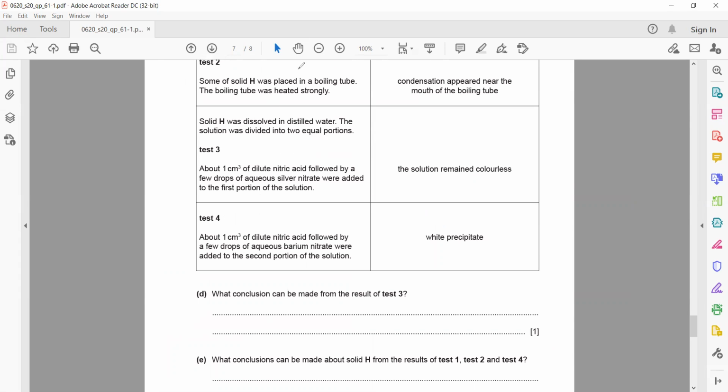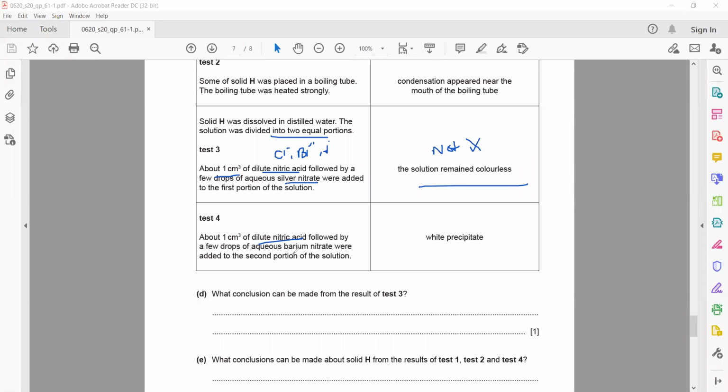Solid H was dissolved in distilled water. The solution was divided into equal portions. About 1 cm cube of nitric acid followed by silver nitrate. This is a test for halide ions: chloride, bromide and iodide. And the solution remained colorless. It means no halide ion is present.